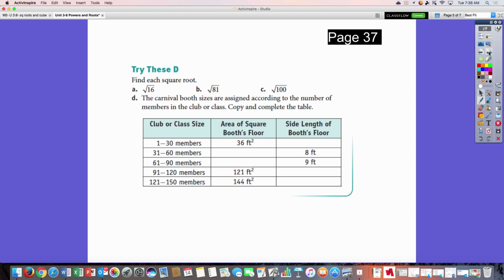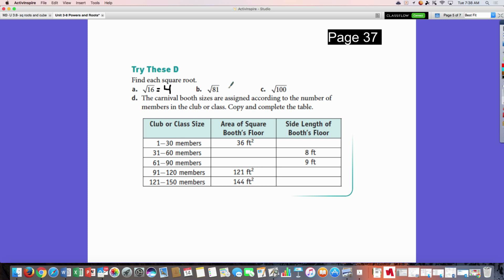Let's keep on rolling. Let's try these. When I say chicken, go ahead and pause and work out this table right here. Fill it out. Try these D on page 37. Chicken. Welcome back. What two numbers equal 16? Well, 4 times 4, right?